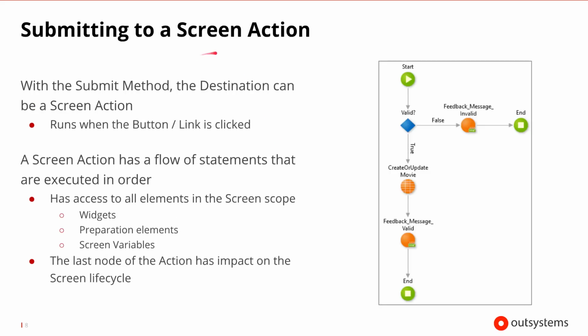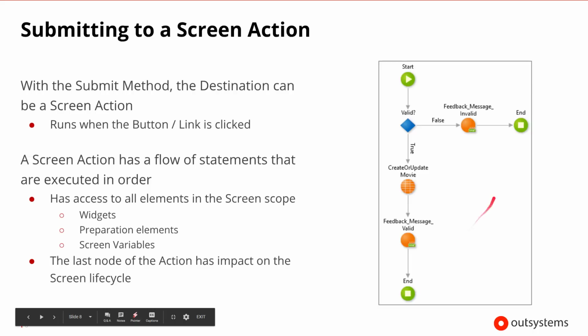Now when we're submitting to a screen action, that submit method is going to call this action. And a screen action in OutSystems is a flow of statements that are executed in that order. So here we can see the flow of a screen action, and sometimes when we describe actions we talk about the action flow, and the action flow has a start and it will have some sort of end node. And here you can see we have two different ends.